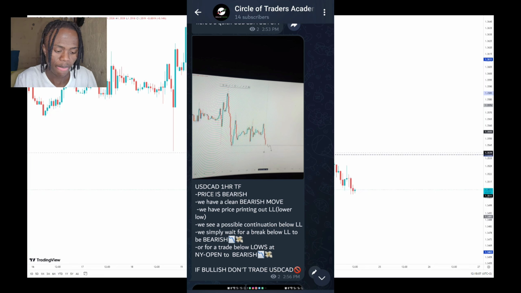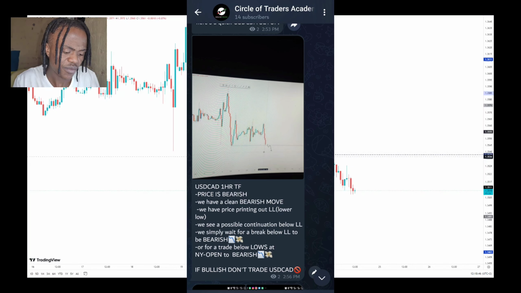So it starts here. Price is bearish. One, we can see we have a clean move to the downside. Two, we can tell that price has printed out this lower low. Three, we're possibly waiting for price to give us a confirmation with what? A violation of our very same low, or a close below, or a trade below this very same low, if we're looking to continue moving to the downside. And then four, if price stays below, or if price trades below, or even though we don't have a break below that very same zone, we can still look to be bearish, right?